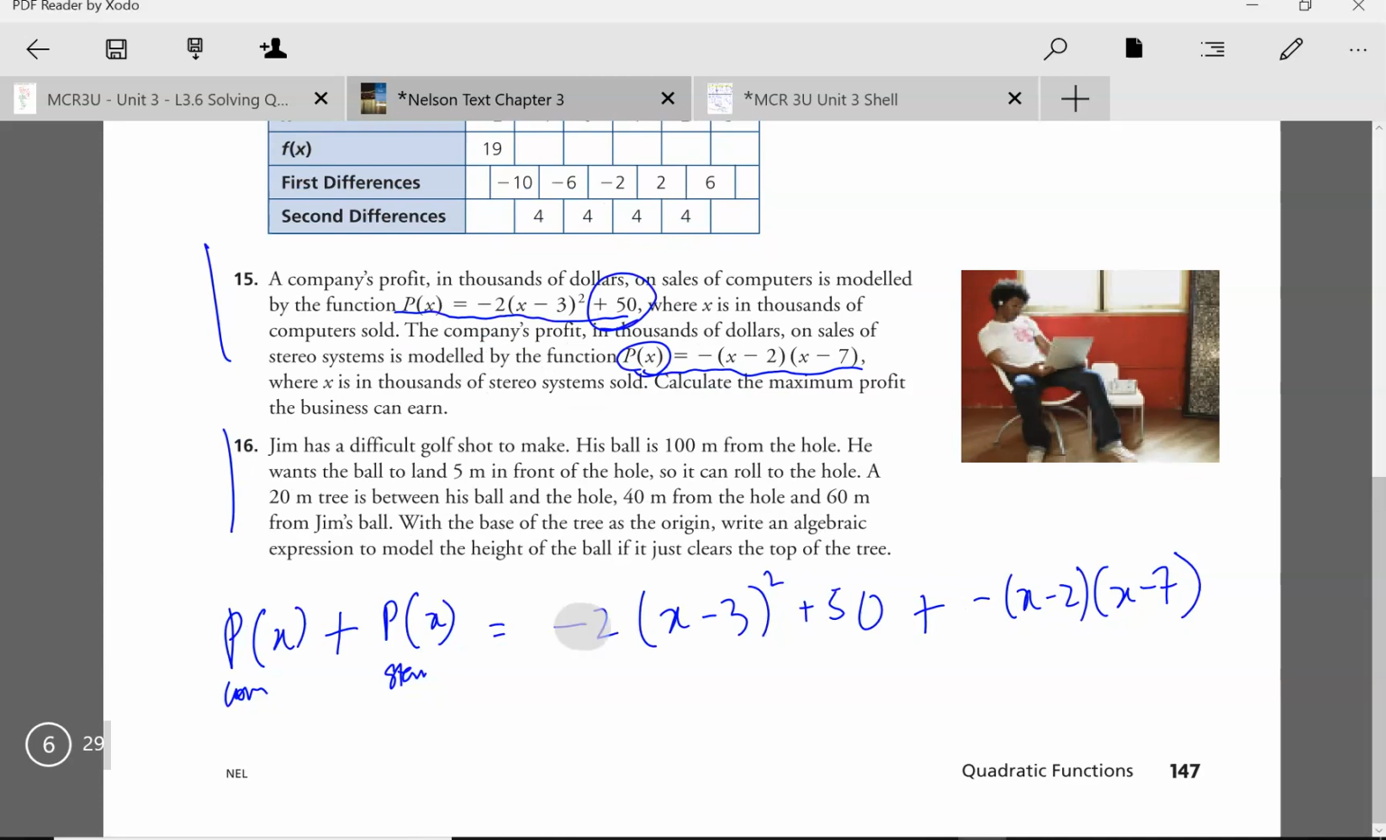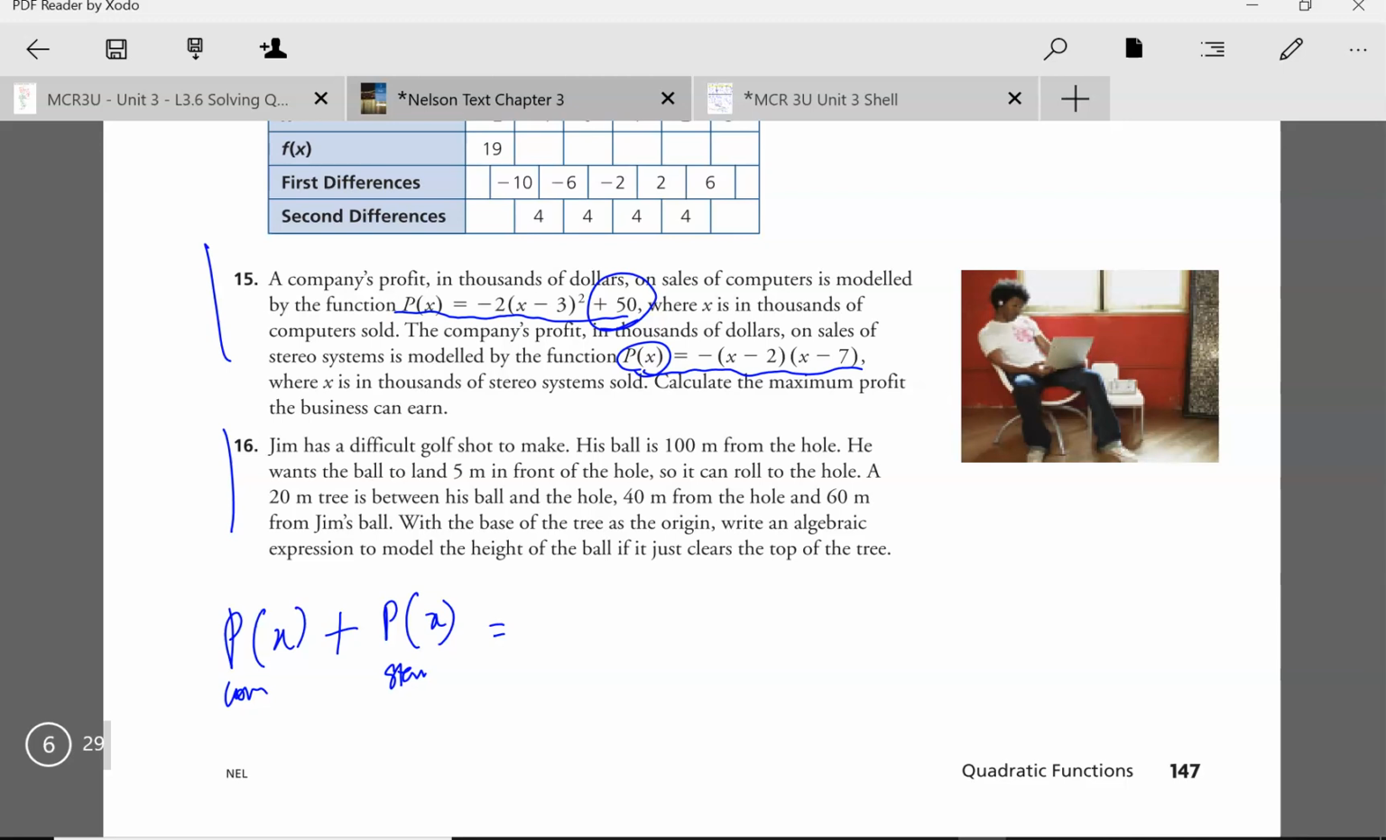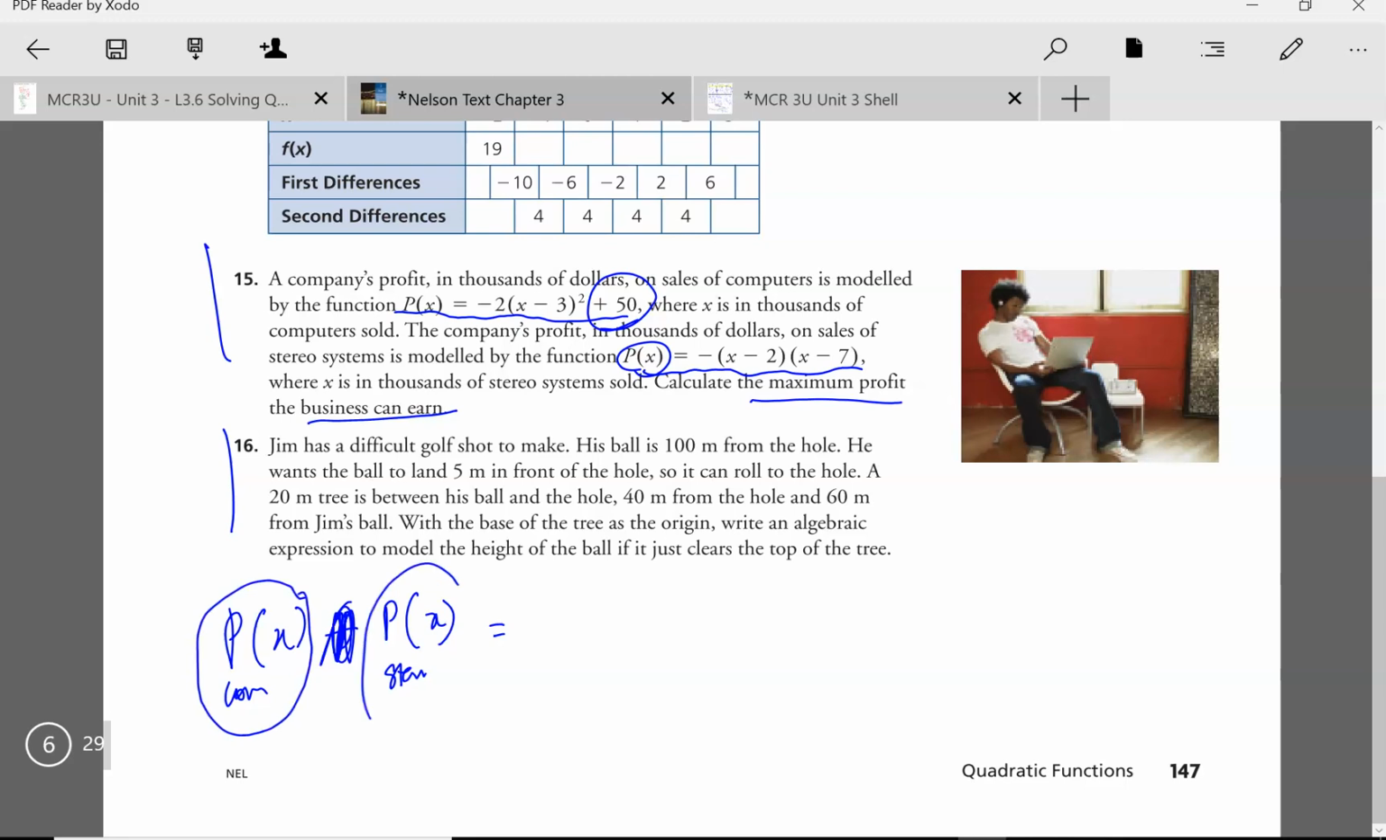I just realized something, that this is actually not the right way to do this question, because that is too painful and long. So I thought there had to be something wrong with that. And that's always a good check: if it's too complicated, you're doing something wrong. The idea here is that we don't have to actually add the two profits, because the maximum profit that the business can earn is just the maximum profit they get from computers plus the maximum profit they get from stereo. If people intuitively thought that, good on you. That's the easiest way to do it.